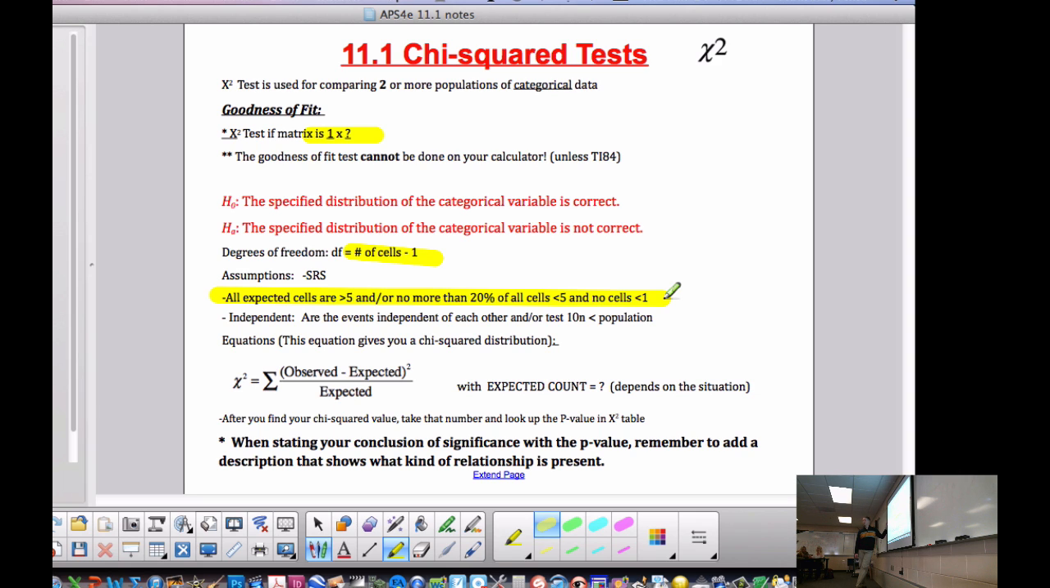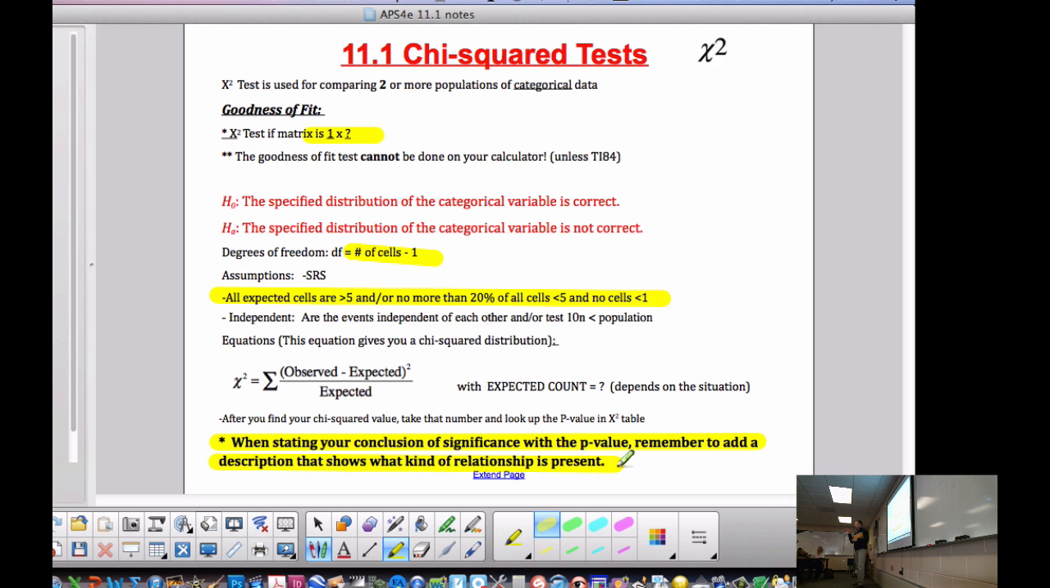And this is the key part right here. When stating your conclusion of significance with the p-value, remember to add a description that shows the kind of relationship that is present. Remember how with the t-test, at the very end you'd say at alpha 0.05 I'm going to reject the null in favor of blank, and I think that women go shopping more than men.